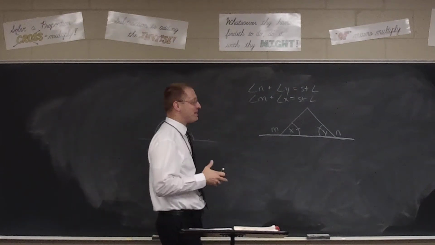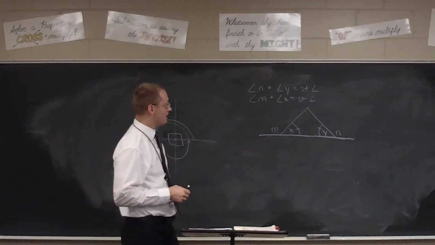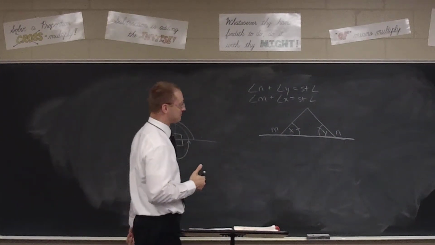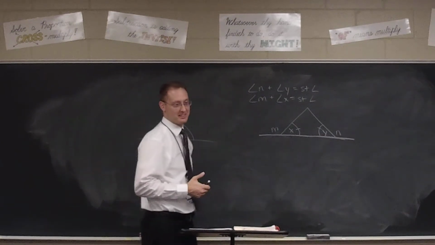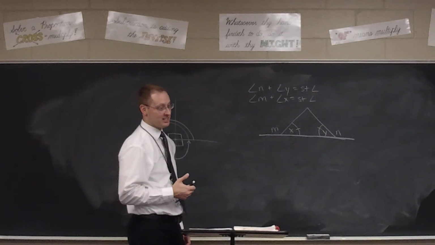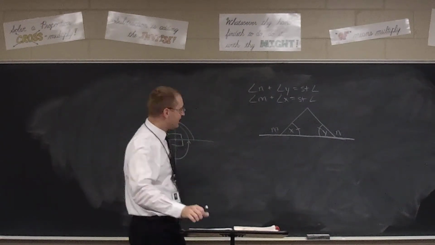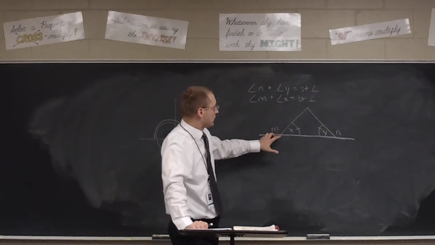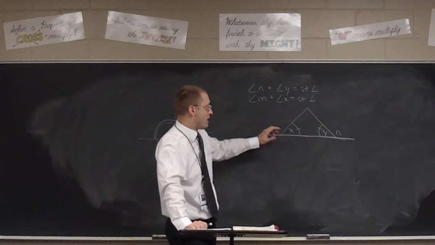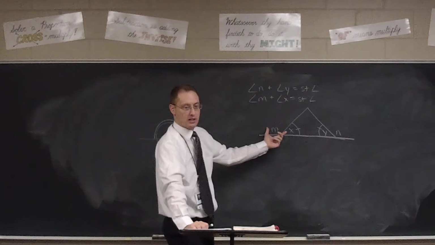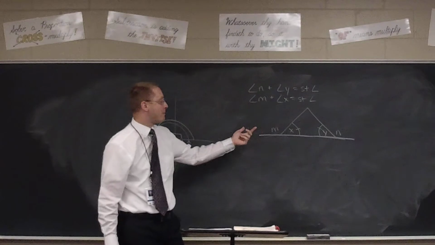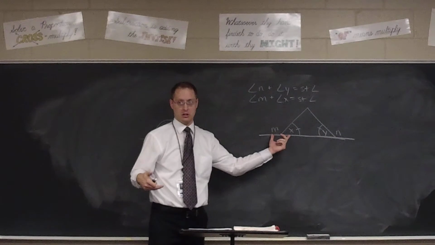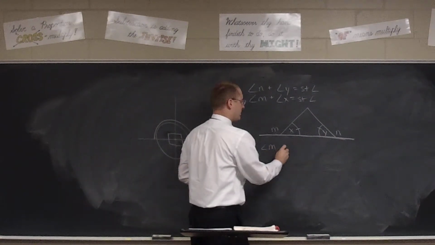How do we know M and N are equal? That's what it's asking us to show, that M and N have to be equal. They told us X and Y were. I feel like we're making this more complicated than we need to be. If M plus X equals a straight angle, then M and X add up to a straight angle, therefore they are supplementary. Good.